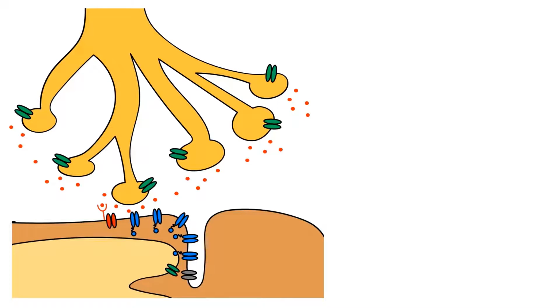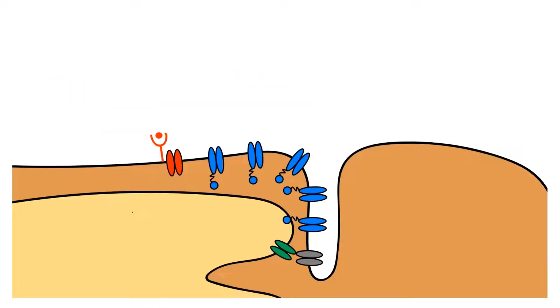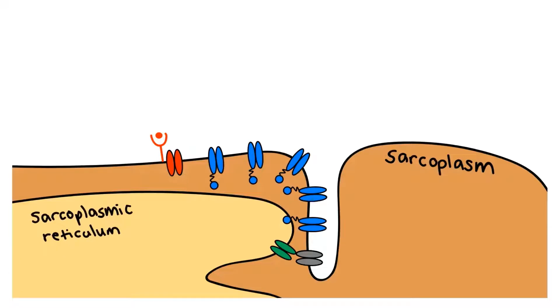Before we talk about what acetylcholine does, let's take a closer look at the skeletal muscle cell. We see that it has a sarcoplasm, which is just a cytoplasm in a skeletal muscle cell, and also the sarcoplasmic reticulum, which is the endoplasmic reticulum in a skeletal muscle cell. We also see the acetylcholine receptor, which in skeletal muscle cells is a ligand-gated ion channel. This means that when a ligand binds, in this case acetylcholine, the channel will open up and let ions through.